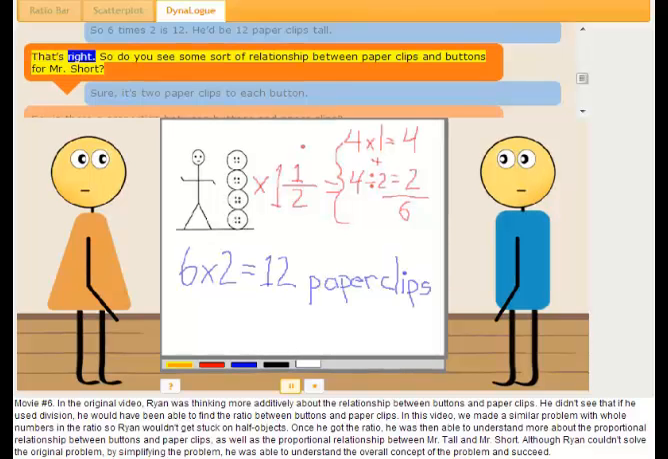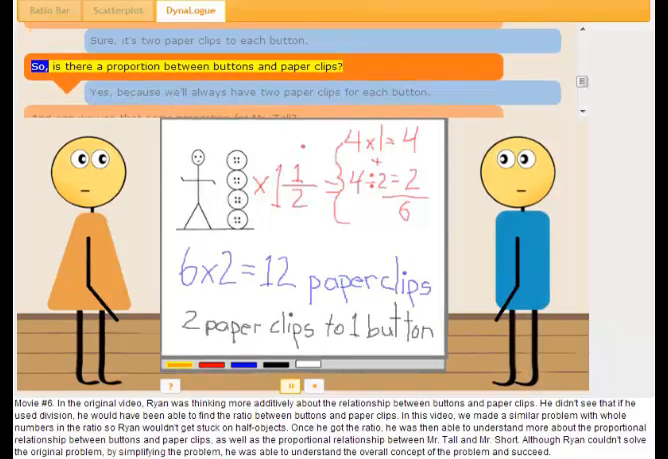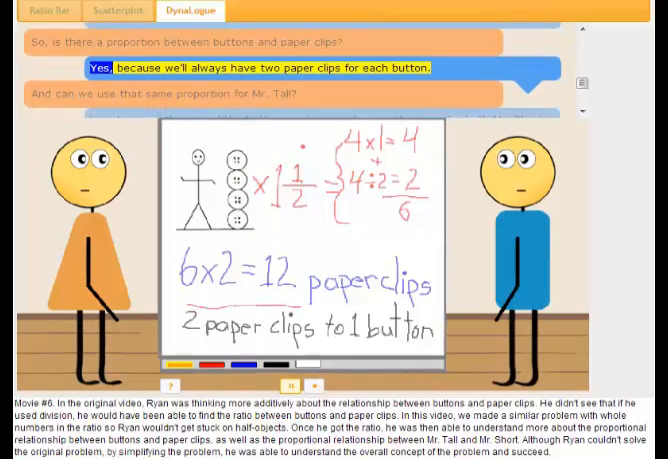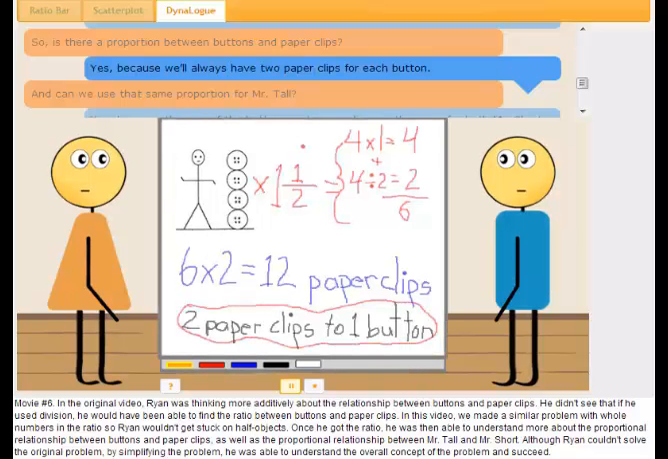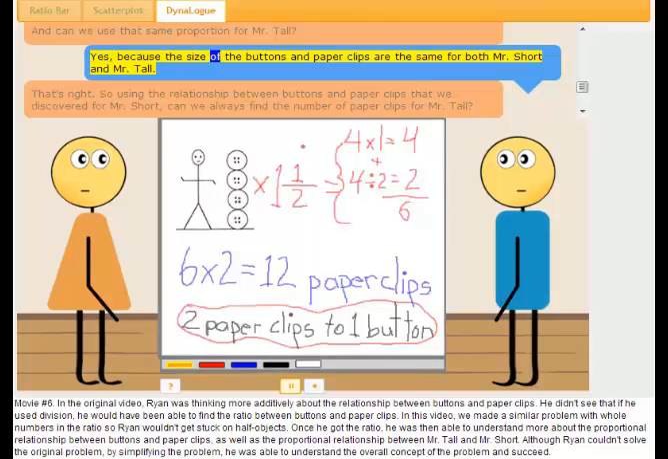That's right. So do you see some sort of relationship between paper clips and buttons for Mr. Short? Sure, it's 2 paper clips to each button. So, is there a proportion between buttons and paper clips? Yes, because we'll always have 2 paper clips for each button. And can we use that same proportion for Mr. Tall? Yes, because the size of the buttons and paper clips are the same for both Mr. Short and Mr. Tall.